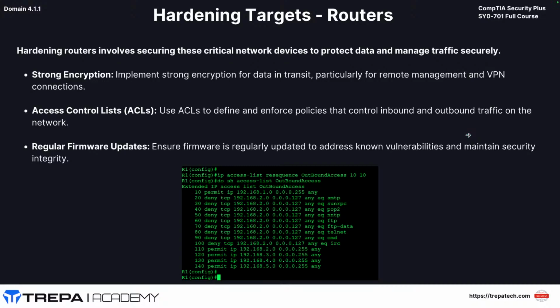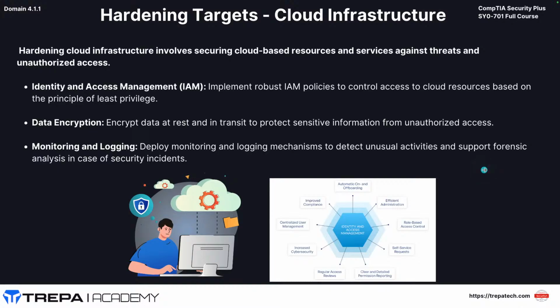Routers are going to use the same thing. We're going to have another network device that we're going to have to secure. So with routers, that's our connection to the WAN. So we're going to want to put strong encryption and ACLs on those connections, and also just doing regular updates to the routers as well.